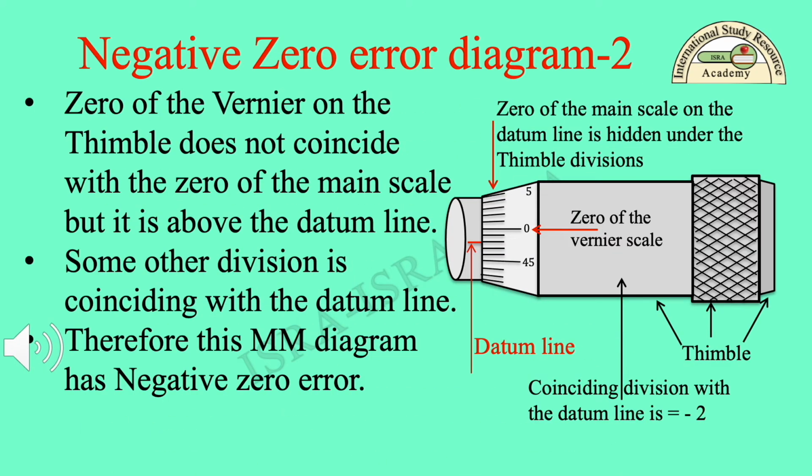Negative zero error diagram 2. Micrometer is fully closed with no object between its jaws. Zero of the vernier on the thimble does not coincide with the zero of the main scale, but it moves up the datum line. Zero of the vernier has moved into the negative scale region of the main scale. Some other division is coinciding with the datum line. Therefore, this micrometer has negative zero error.